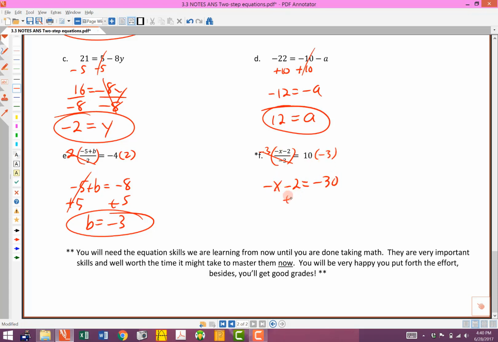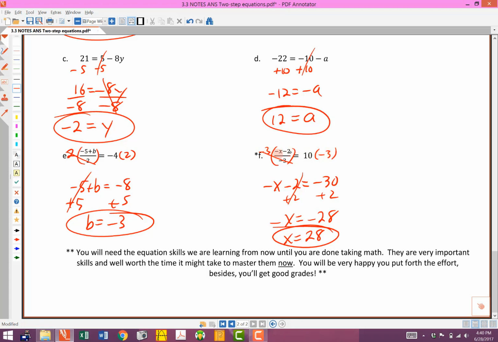Isolate that variable term, so I'm going to add 2. Cancel to be 0. And let's see, that's negative 28. And we don't want negative x, we want its opposite. We want positive x, so we don't want negative 28. We want its opposite, positive 28. So there's the answer. Now, if you'll notice, this one has an asterisk by it for this reason.